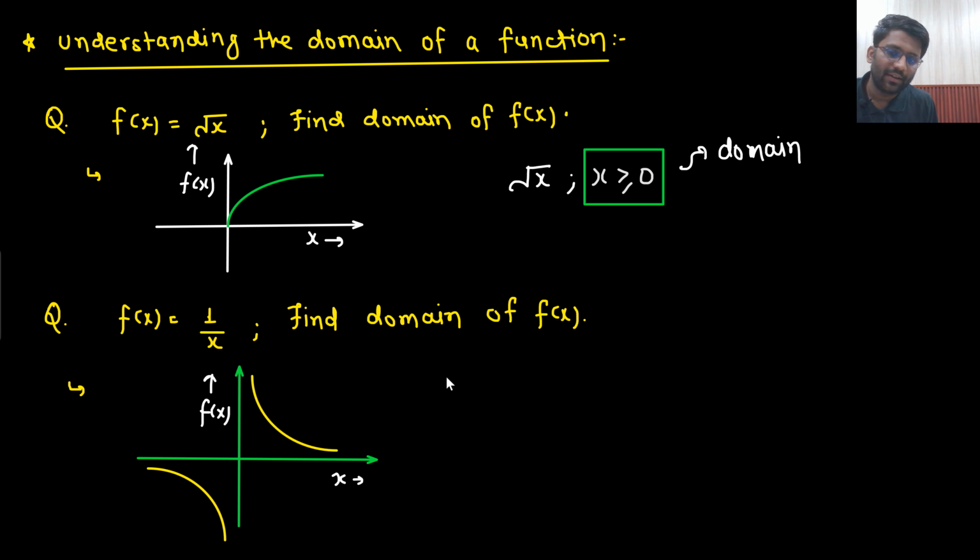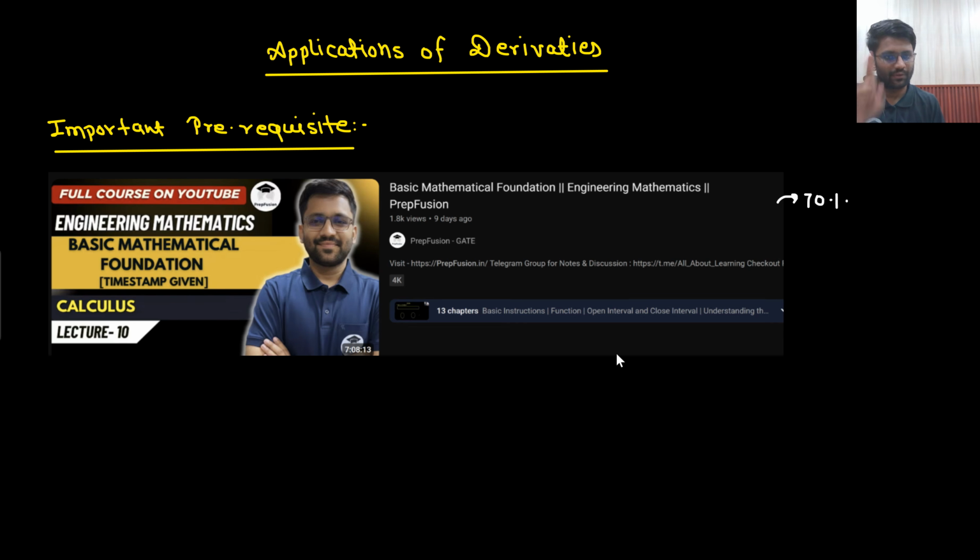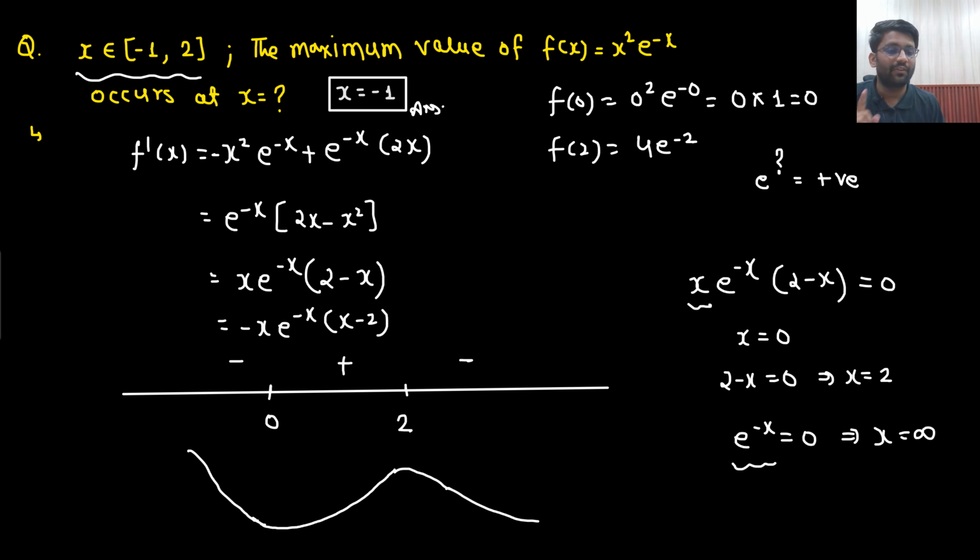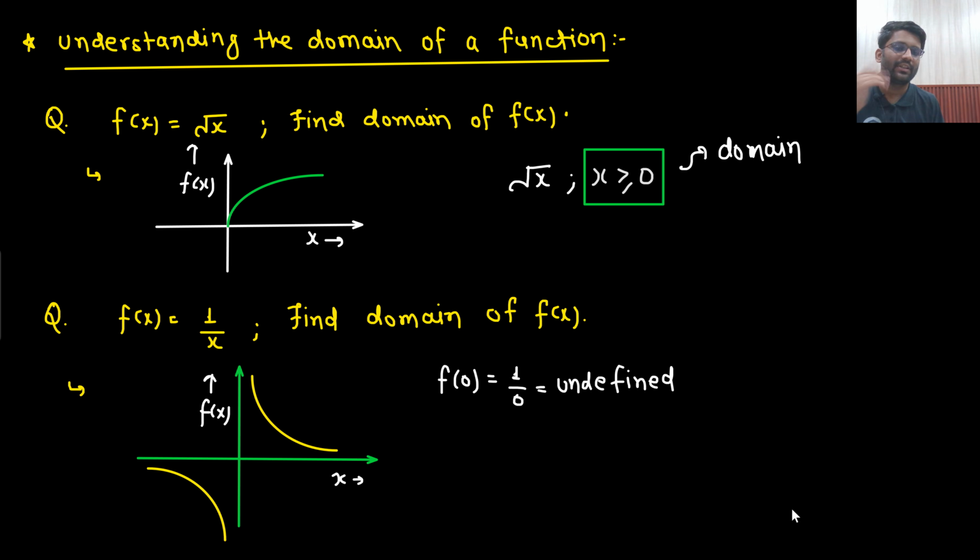I told you one thing here. What was the value of f of 0? That was undefined. Someone would say that, sir, the value of f of 0 is infinity. Someone would say that, sir, 1 by 0 is infinity. If you are saying this, that means you did not watch this prerequisite video. 1 by 0 is not infinity, 1 by 0 is undefined.